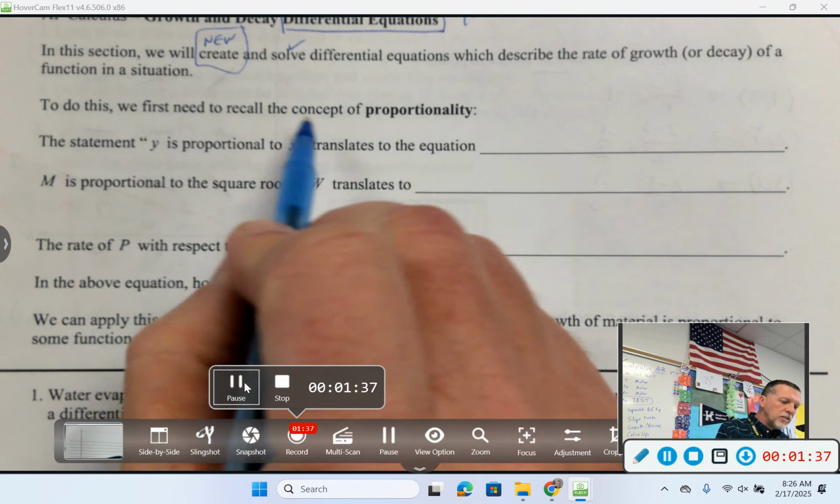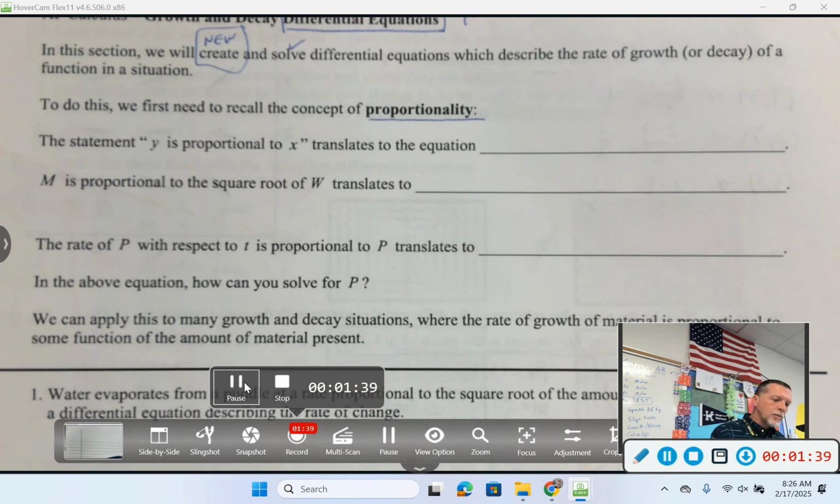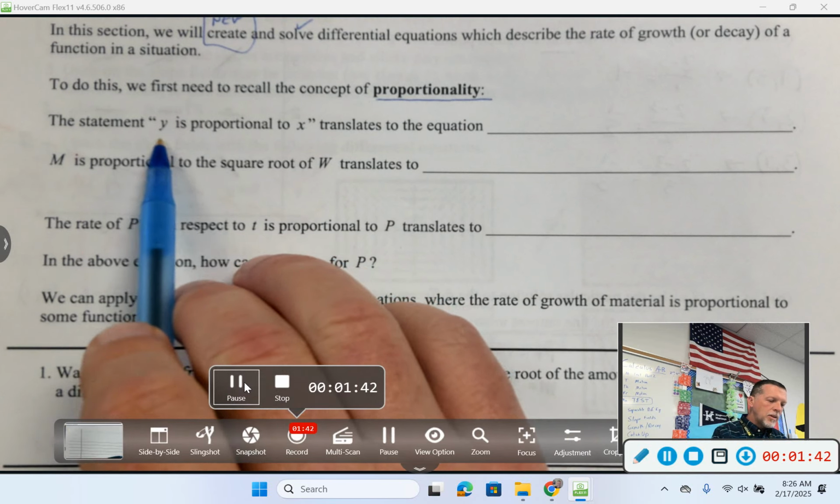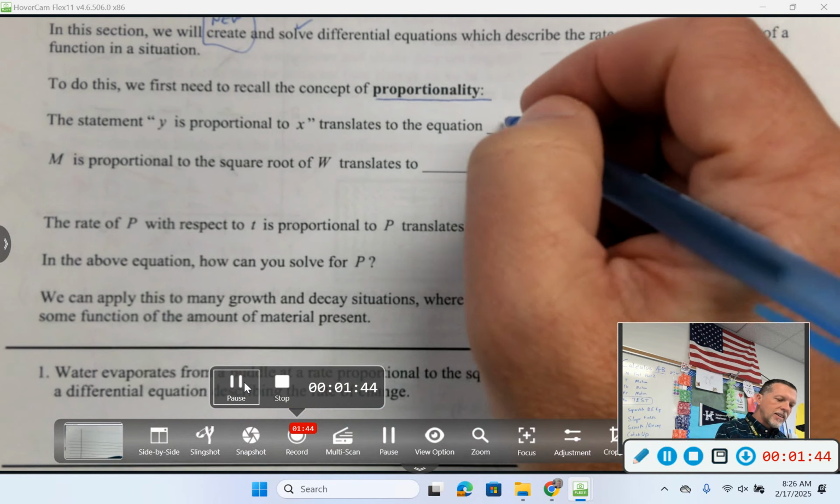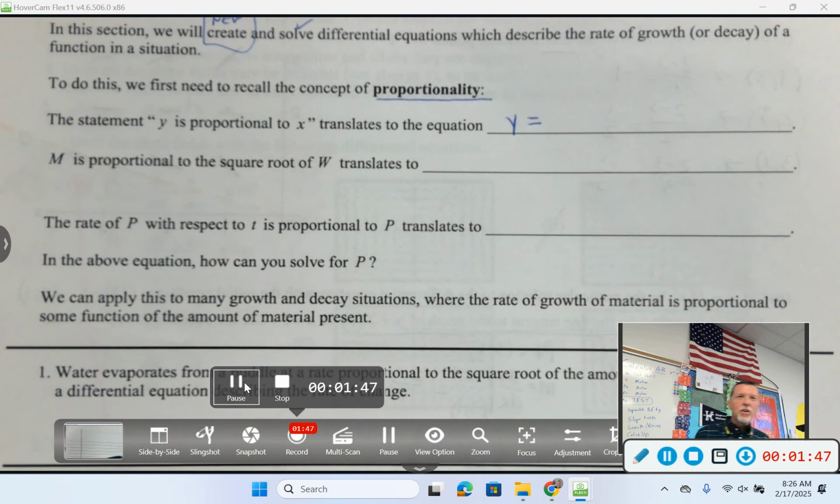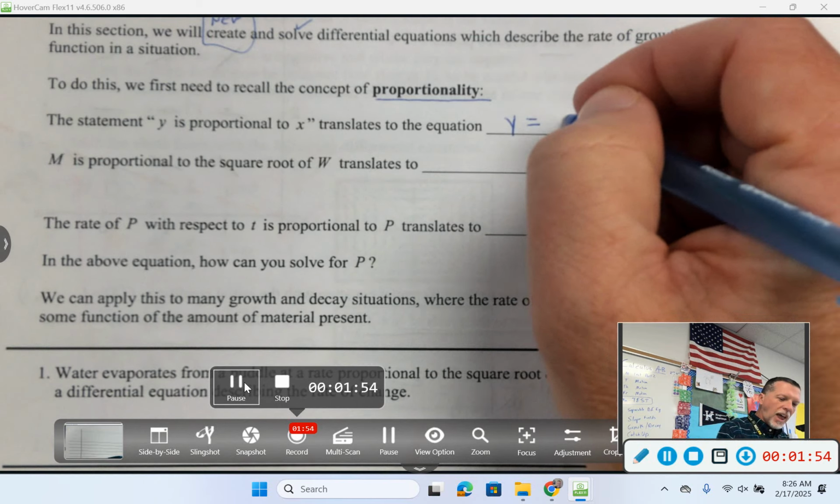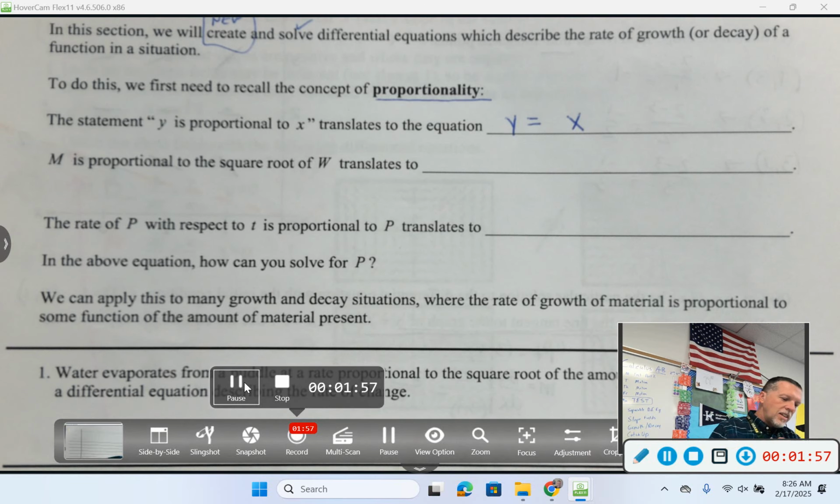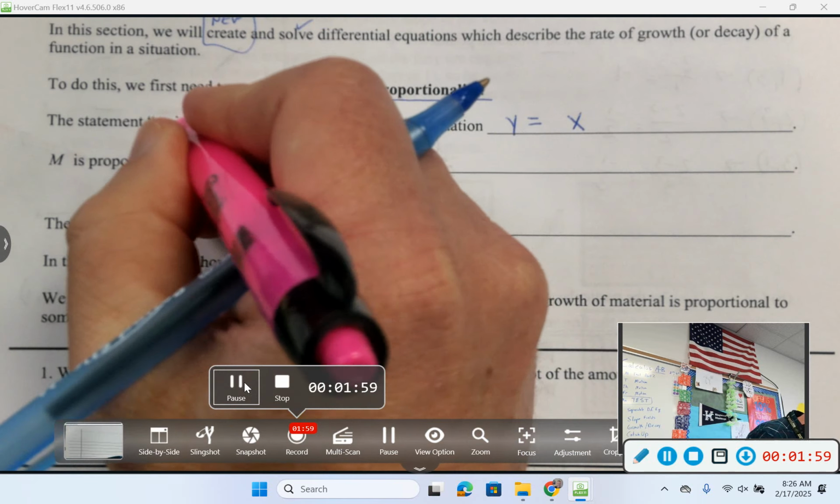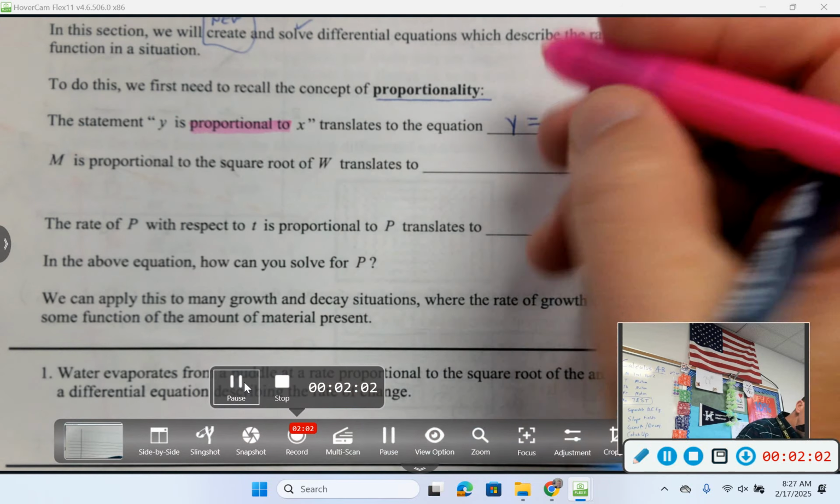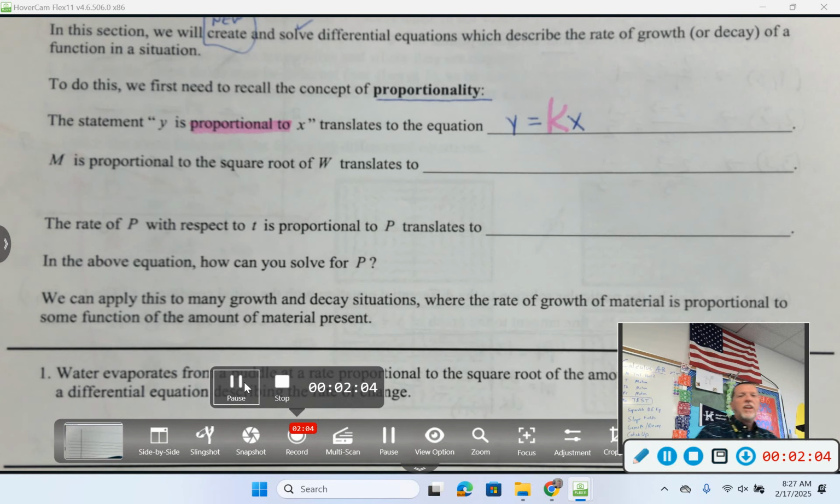Okay, let's remind ourselves of proportionality and some vocabulary stuff. The statement, y is proportional to x. Do you remember what that means in terms of an equation? Y equals... But it doesn't just mean y equals x. That is proportional to... means there's a k there. So as x goes up, y goes up, but there's some extra factor in there, k.